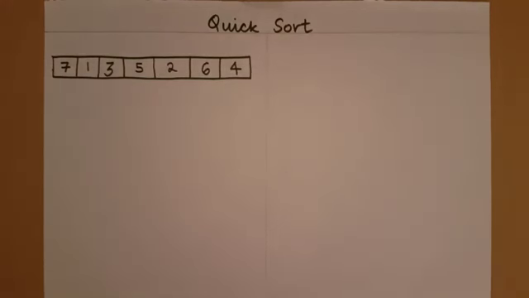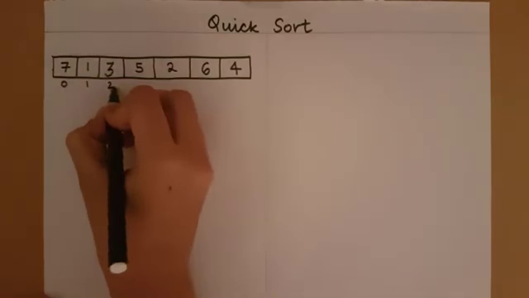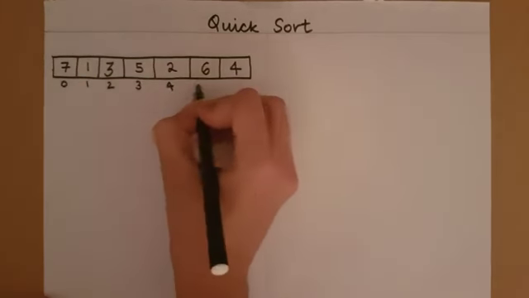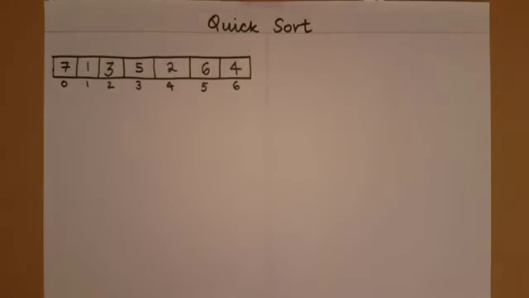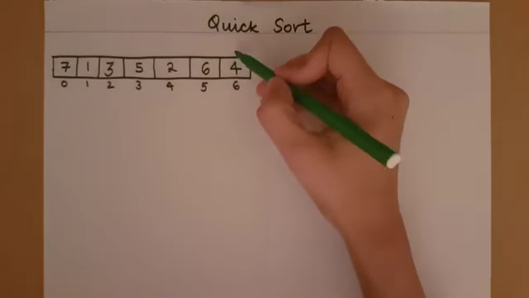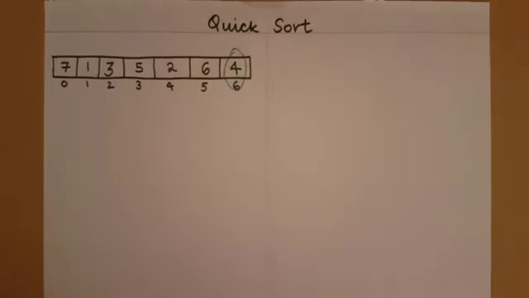So I've written down the elements of the array. Now I'm writing down the indexes. So the first step of quicksort is to choose any element from the array and call it the pivot. For convenience sake, I'm going to always choose the pivot as the last element of the array. So in this case, I am going to choose 4, which is the last element of my array, as the pivot.